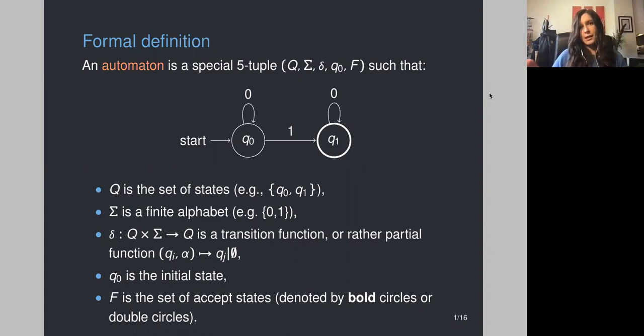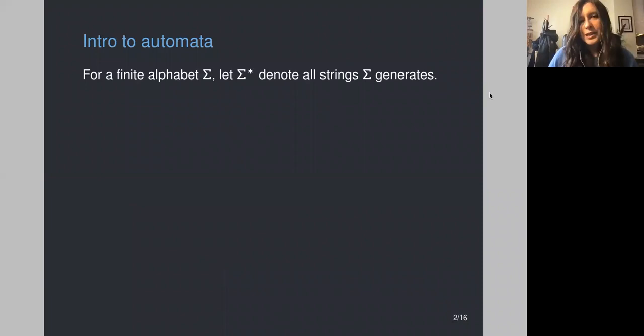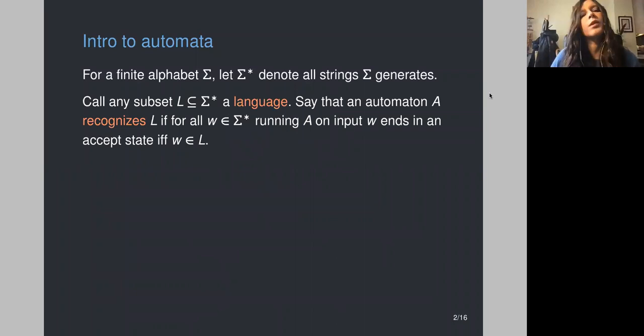Right, so for a finite alphabet sigma, we'll let sigma star denote all strings that sigma generates. And we'll call L, a subset of sigma star, a language. We'll say that an automaton A recognizes L if for every string W in sigma star, running A on input W ends in an accept state precisely when W is in L. So for every W that's not in L, it doesn't terminate in an accept state.